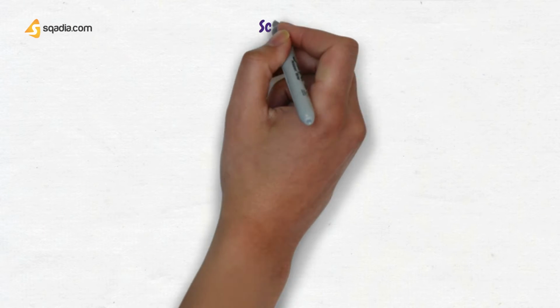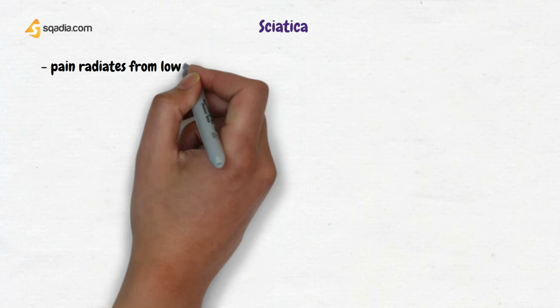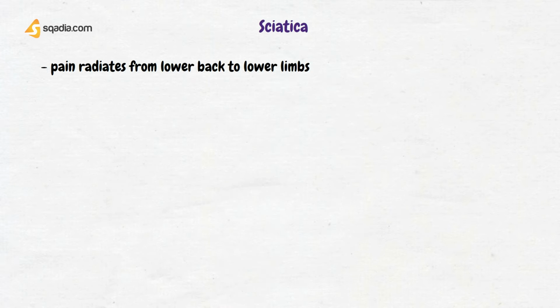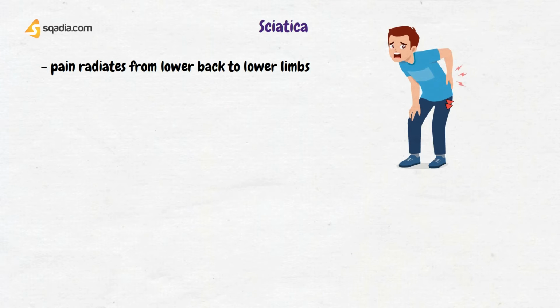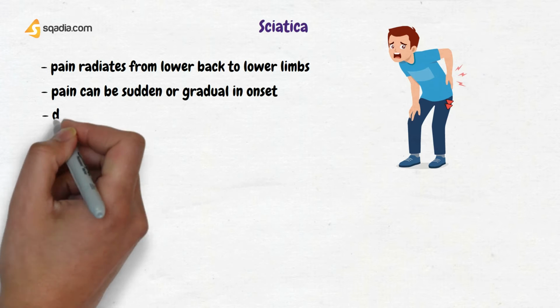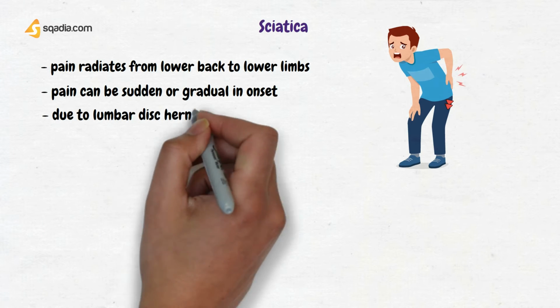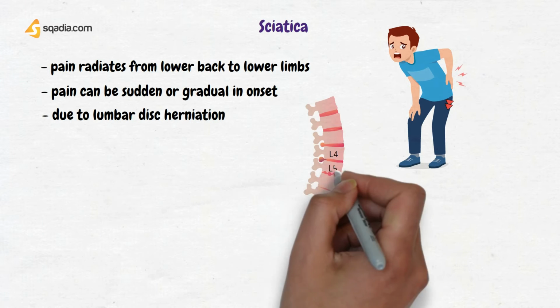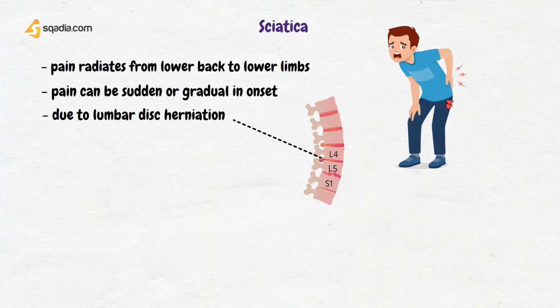Next cause of leg pain is sciatica, in which the pain radiates from the lower back to lower limbs. The pain can be sudden or gradual in onset, and occurs most commonly due to lumbar disc herniation, particularly the nerve roots L4, L5, and S1.